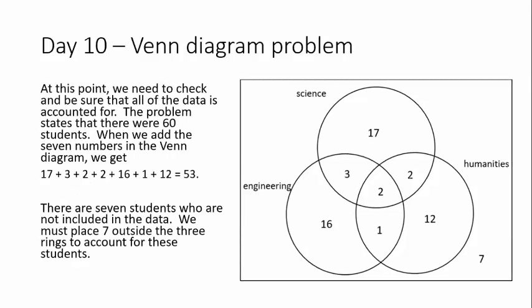There's one more thing that we must do. The problem said that there were 60 students that were polled. When we add all of the numbers already in the Venn diagram, 17, 3, 2, 2, 16, 1, and 12, we end up with 53. There are 7 students missing. These would be students who are not in science, engineering, or humanities. So they go outside the rings, and I've just put them here in the lower right corner. They can go anywhere that you choose in some space, but that number needs to be listed in the universe, but outside the rings.